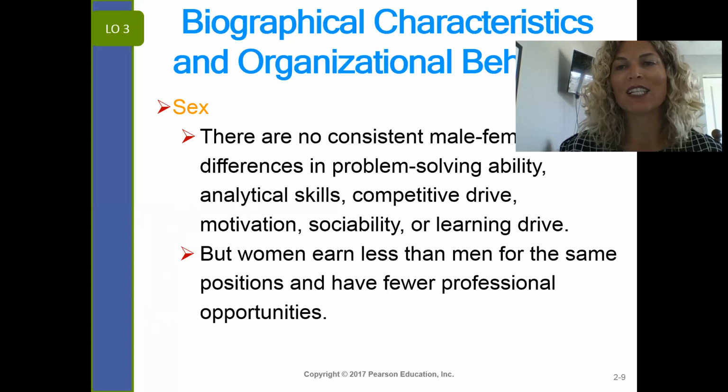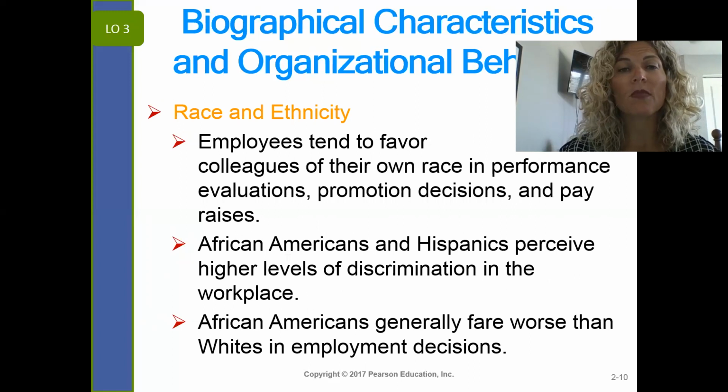There's no advantage to hire one over the other based on these things that we would expect from employees in our organization. However, we still see women earning less than men for the same positions and have fewer professional opportunities than men. So this type of discrimination is still happening in organizations. Race and ethnicity is another surface level diversity factor.